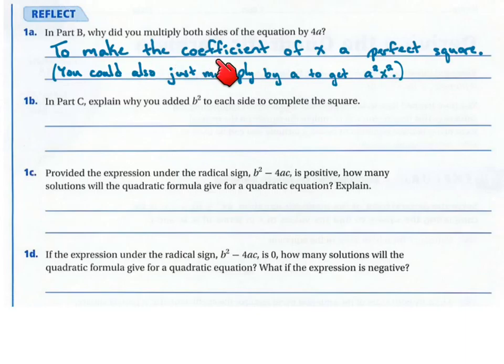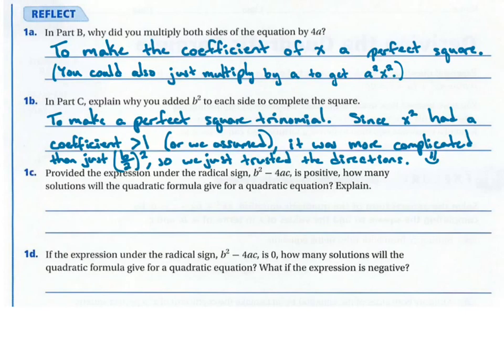Well, we did that to make the coefficient of x a perfect square. You could have just multiplied it by a to get a squared x squared, but it's a little bit easier if we multiply it by 4a. Okay, in part C, why did we add b squared? Well, we did it to make a perfect square trinomial. But since x squared had a coefficient greater than 1, it's more complicated than what we know how to do, so we just followed the directions. Yay for good directions.